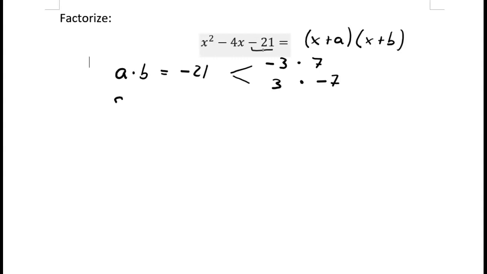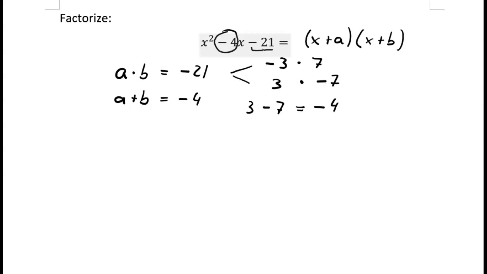We also know that a plus b, that's the other part of this equation almost, must be this number here in the middle. It must add up to negative 4. Now let's see if we can find out the numbers so that a plus b gives us negative 4. And I can see that, for example, 3 minus 7 gives us negative 4.